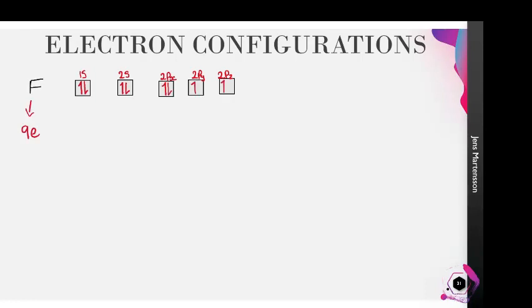So our electron configuration for F will be 1s2, 2s2, 2p5, and we have a cumulative value of 5 within our 2p orbital. And that is it for today.